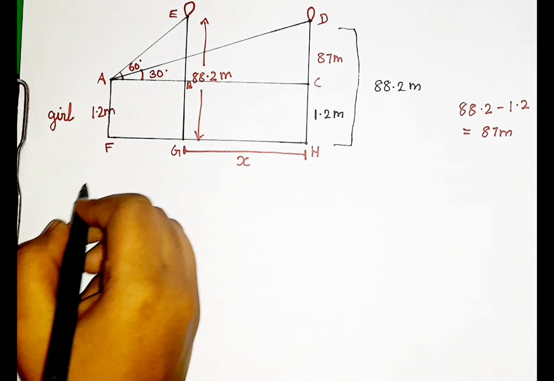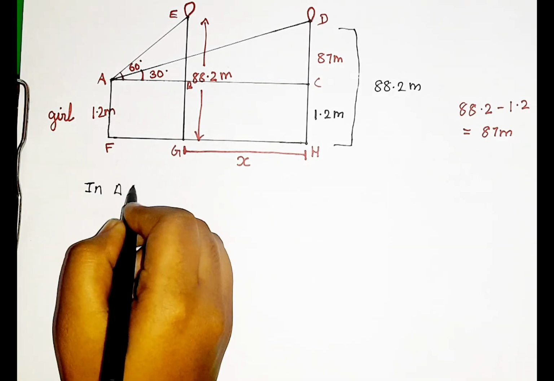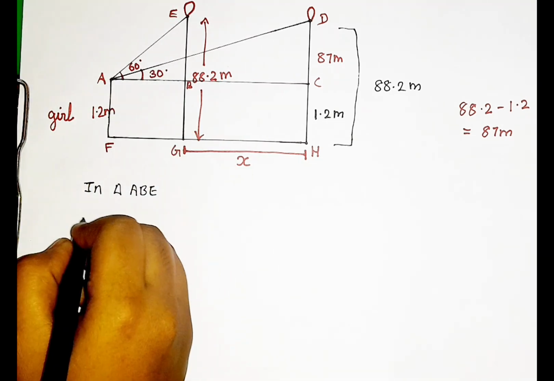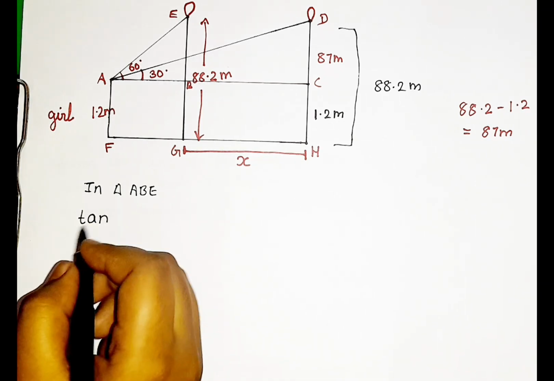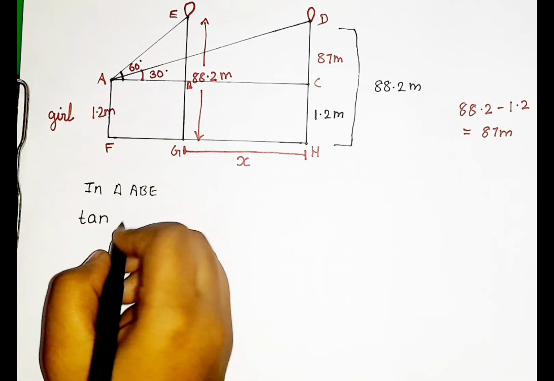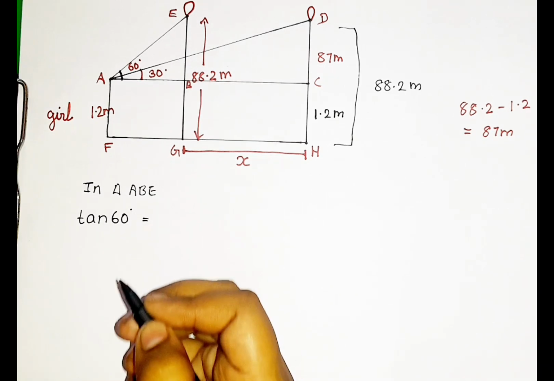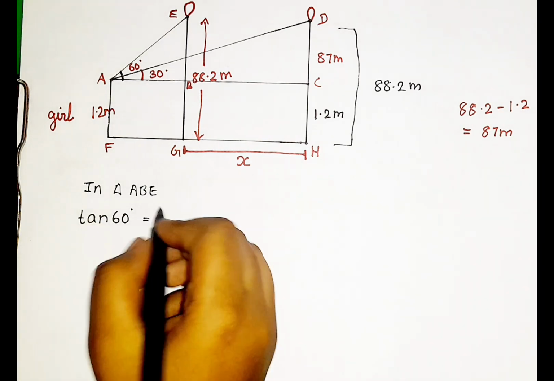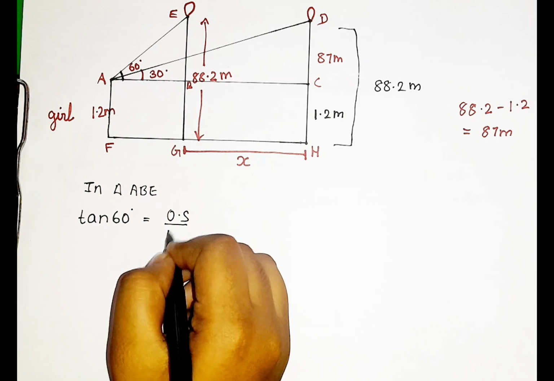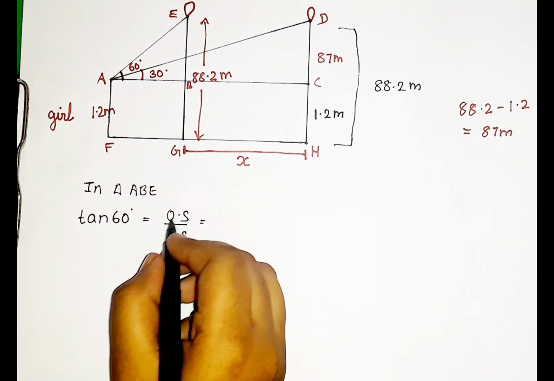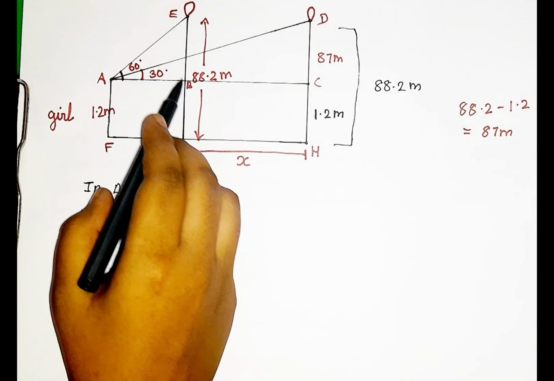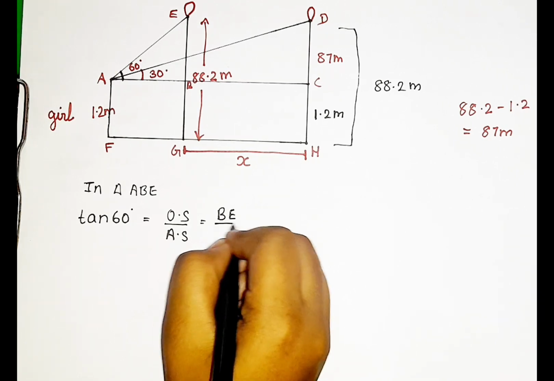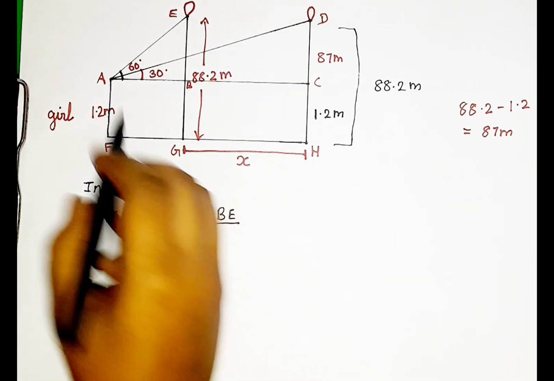Let's write, in triangle ABE, tan, let us take tan. Here the angle is 60 degrees. Tan 60 degrees is equal to, what is the formula for tan theta? The formula for tan theta is opposite side by adjacent side, isn't it? Here the opposite side is BE, divided by the adjacent side AB.